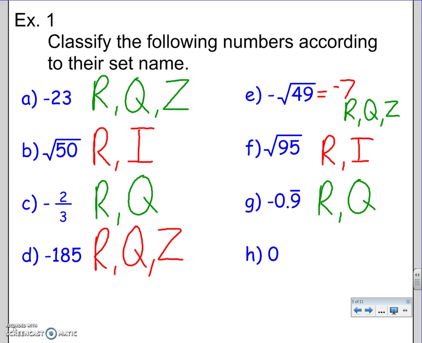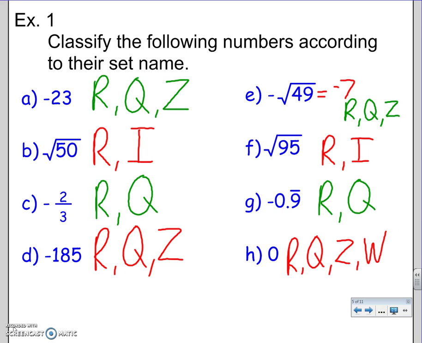All right, and the last one, H, 0. Well, it's real. It stops. It's a complete number, so Z. And W includes 0, but N does not. So it's 4 of them here.